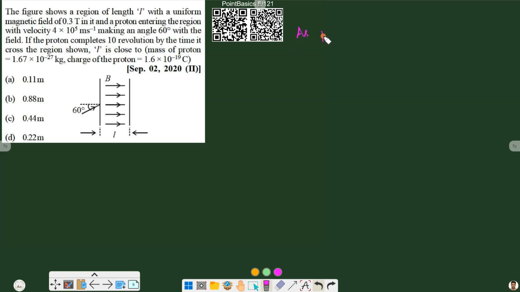As the proton is making 10 revolutions, it means it has traveled a distance equal to 10 times the pitch. The proton's path will look something like this: 1, 2, 3, 4, 5, 6, 7, 8, 9, and 10, and finally at the 10th it comes out.